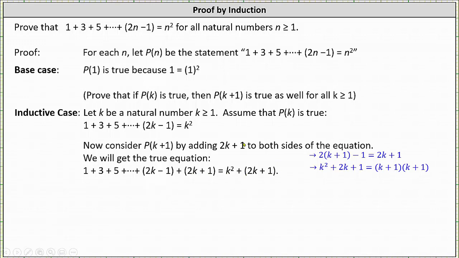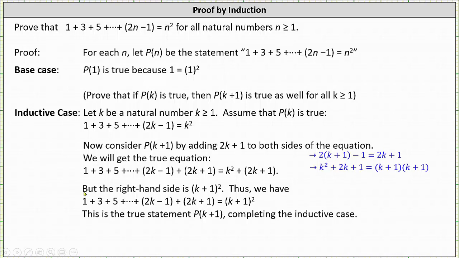If you're wondering where the 2k plus 1 came from, notice in the statement P of k, the last term on the left side of the equation is 2k minus 1. If we replace k with the quantity k plus 1, the last term is 2 times the quantity k plus 1 minus 1, which is 2k plus 1. Also notice on the right side, we have k squared plus 2k plus 1, and this is key because if we factor this, notice how we have two factors of the quantity k plus 1, which we can write as the square of the quantity k plus 1, which is what we want to show P of the quantity k plus 1 is.